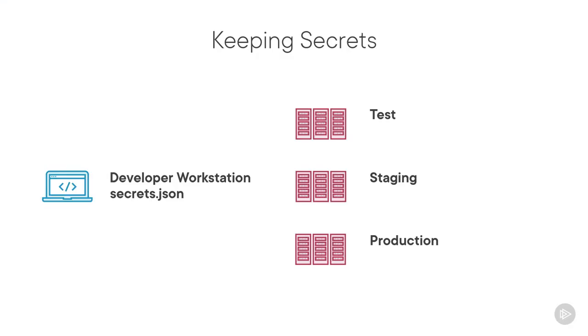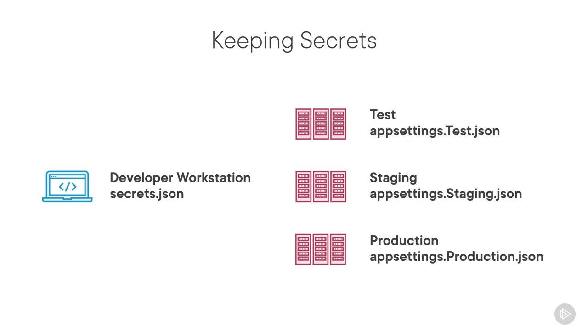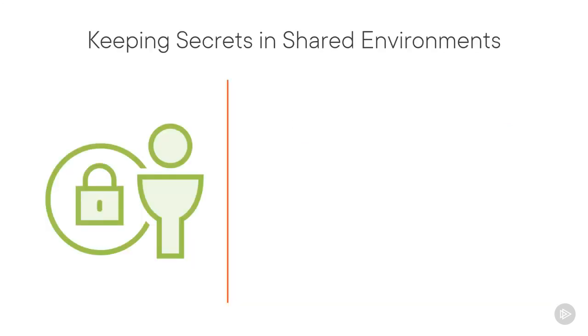Carlos is storing developer credentials in user secrets. Now he needs to keep secrets in shared environments like test, staging, and production. So now, does he store those secrets in environment-specific app settings JSON files? No, I didn't think so. Those are checked into source control as well. You definitely don't want your production database credentials in source control. Instead, if there are secrets to be kept, they should be stored in the most secure way available to you. Several different options are open depending on the target environment.